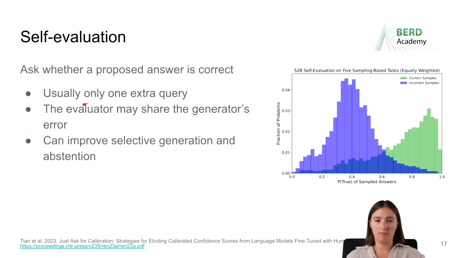Problems are that the evaluator may share the generator's error. So the generator is the first LLM answer and the evaluator is the second one. So even, for example, if you use the very same model, this can basically share the same error. But also if you have different ones, since oftentimes training data and so on is quite similar, the models may behave similarly as well. However, it was shown that this can improve selective generation and abstention. So if you only let the model give you an answer if its expected self-evaluated probability of giving a true answer is high, it can actually improve that.